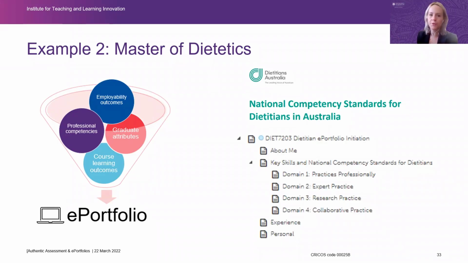So what we could do in the first year of the program is get them to initiate this professional portfolio showcase that I just spoke about. And we've given them a framework to start off on. So we've got an About Me page. We've broken down those national competency standards into their domains. There's 4 domains around practising professionally, expert practice, etc.